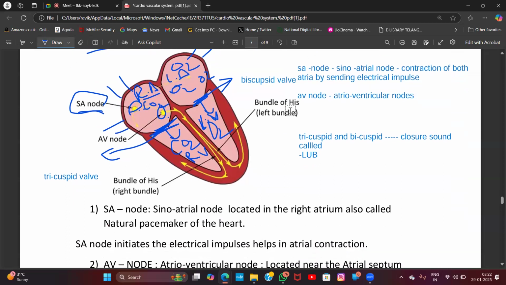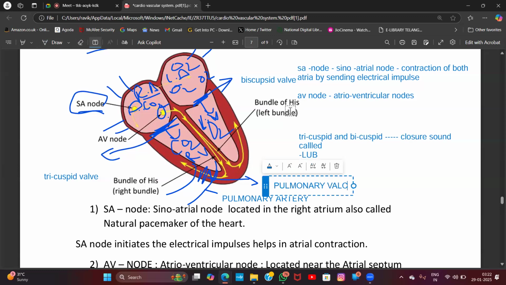Now the CO2 rich blood from the right ventricle has to move into the pulmonary, what is it called? Pulmonary artery. What is the valve which is present between the pulmonary artery and the right ventricle? Which valve? Pulmonary valve.